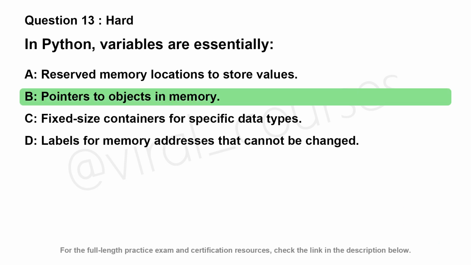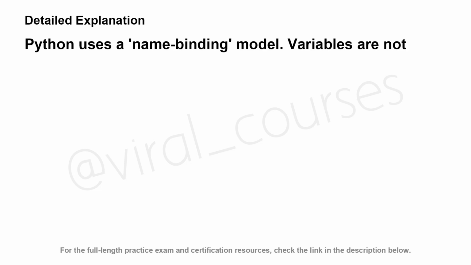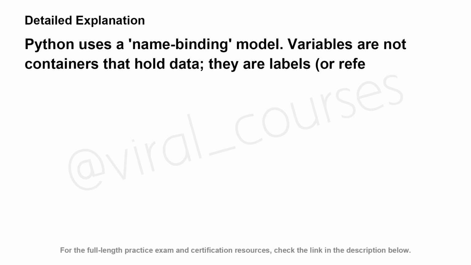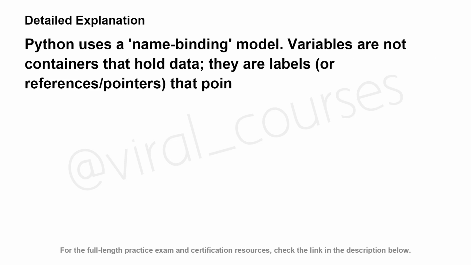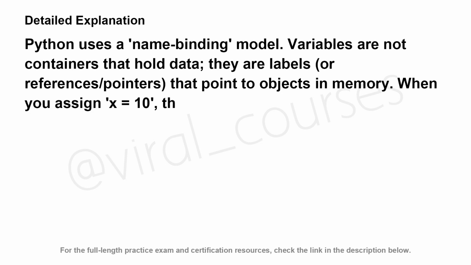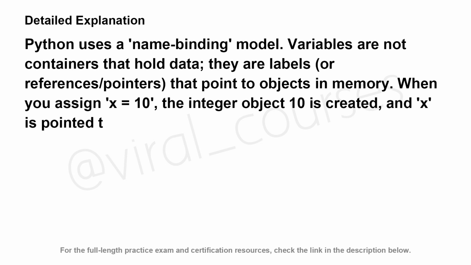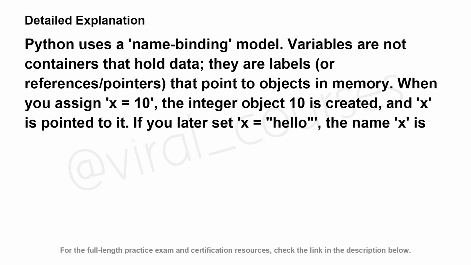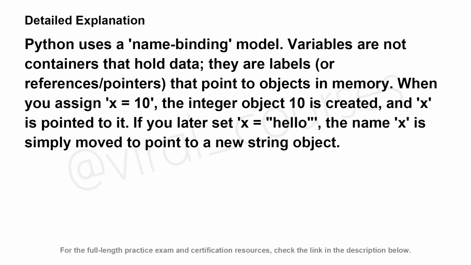The correct answer is B. Python uses a name binding model. Variables are not containers that hold data. They are labels, or references, pointers, that point to objects in memory. When you assign x = 10, the integer object 10 is created, and x is pointed to it. If you later set x = "hello", the name x is simply moved to point to a new string object.